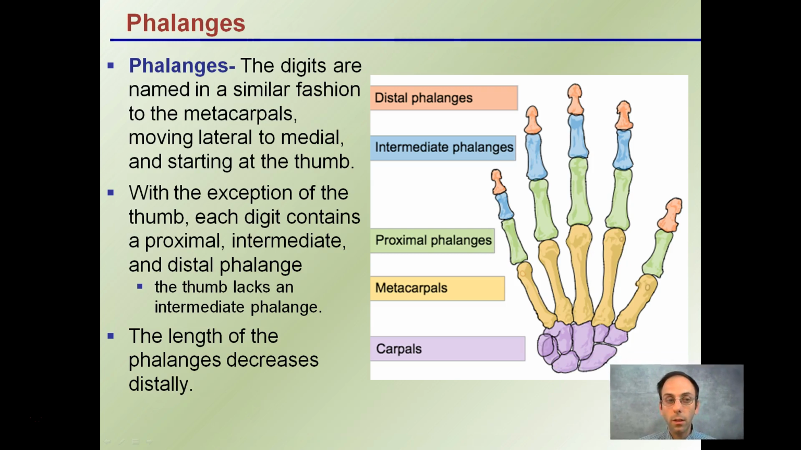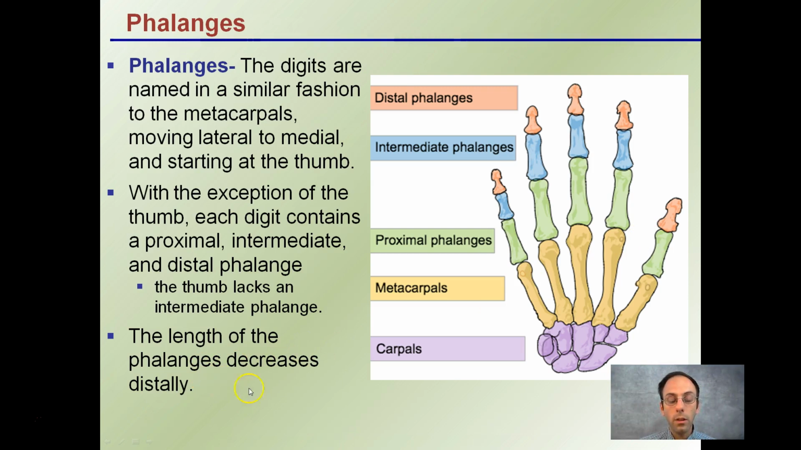Last here we have the phalanges. The digits are named in similar fashion to the metacarpals, moving laterally to medial and starting with the thumb again. So the thumb is their starting region. However, if we look at this image, we see our distal phalanges, our intermediate, and our proximal phalanges, and if we look particularly at the thumb region, there's one color missing. That's the intermediate phalanges. So the exception is the thumb. This contains only a proximal, indicated in green here, and a distal phalange. There is no intermediate phalange as part of your thumb.